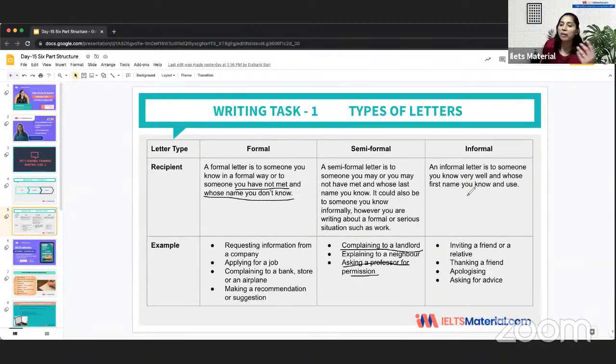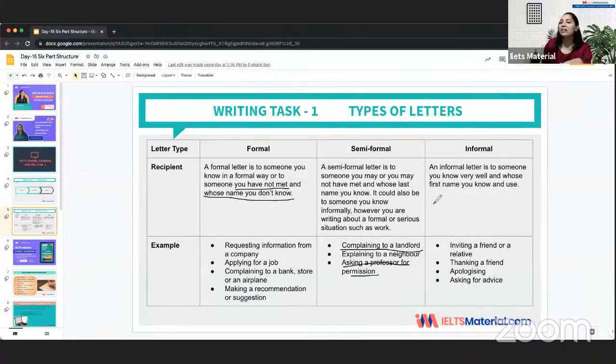When you come to an informal letter, this is to anyone from your family or friends, someone very close to you. You know him personally, and you have a good relationship with that person. That can be your parents, your friends, your relatives, or anyone around you. You can also write to your neighbor, if you are very close to that neighbor and he is a kind of friend.